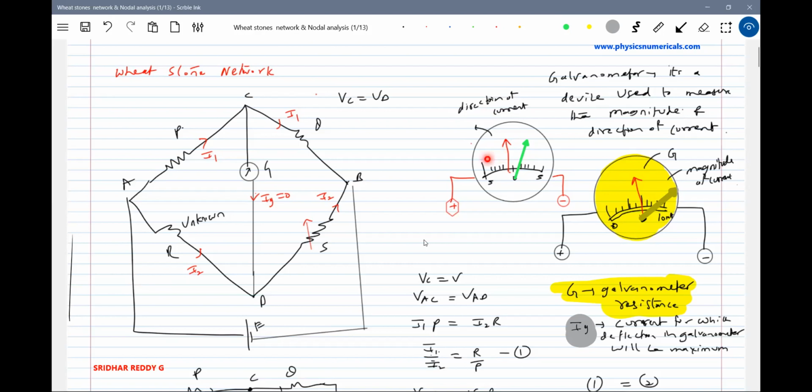Agreed? So now in the Wheatstone network, I am going to connect a galvanometer which will indicate the direction of flow of current and also the magnitude. I'm more bothered about the direction, where the 0 will be at the midpoint of the scale.